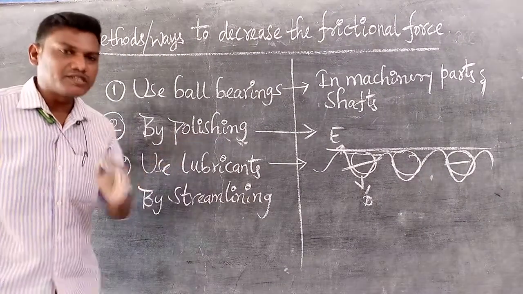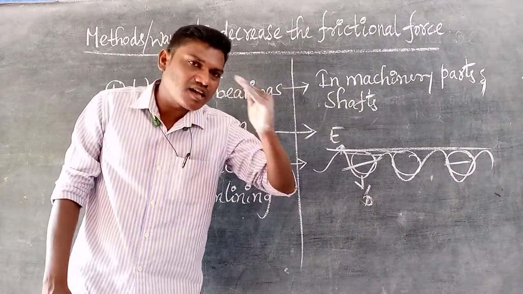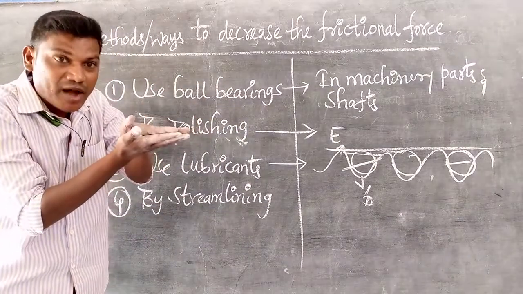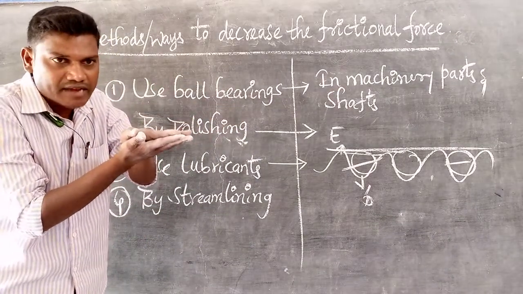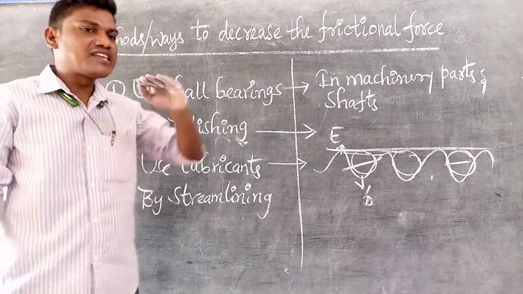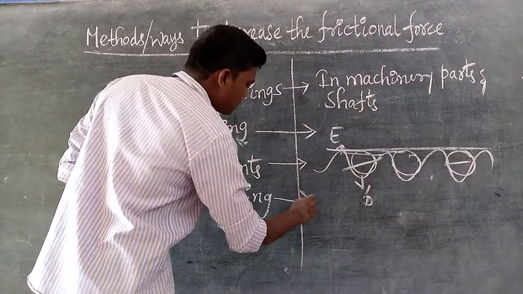So lubricant is nothing but oil and greases. Oil and greases are called lubricants. These lubricants are used between the two machinery parts if they are in contact. They reduce the frictional force by forming a tiny layer between the two parts. Next one is by streamlining.